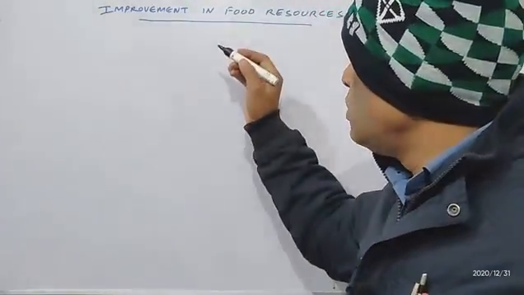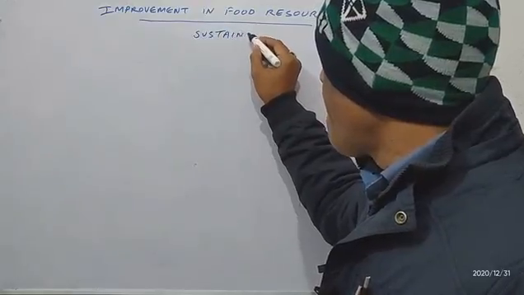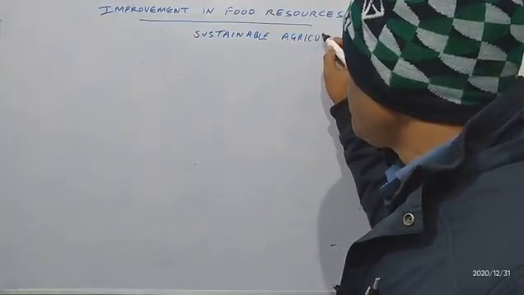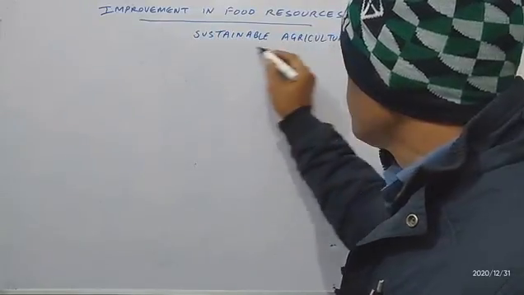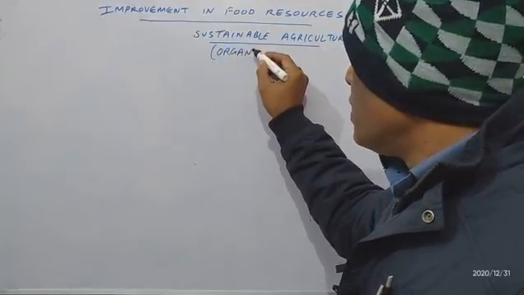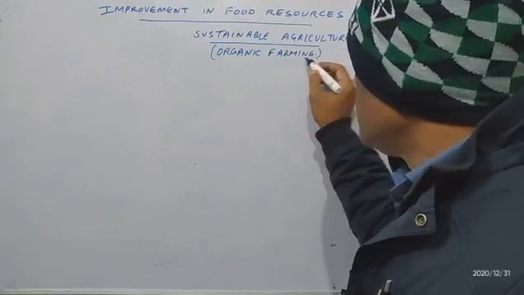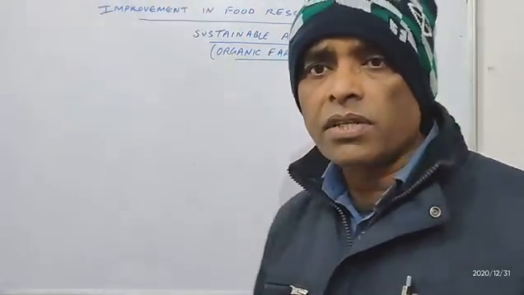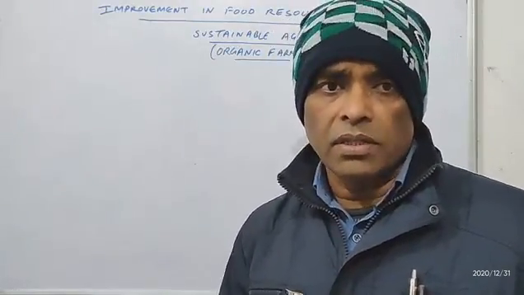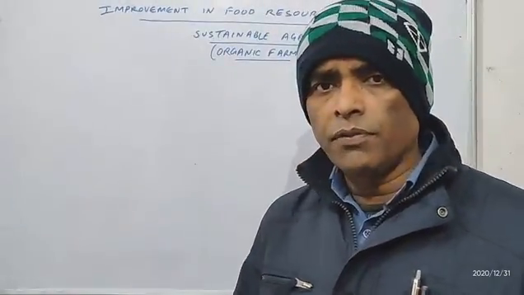So here we are actually talking about the process of sustainable agriculture. A very common term nowadays, very frequently used, is also called organic farming. The concern is the protection of the environment along with the increase in production. So that was a challenge to the scientists, and they have come out with a few processes.